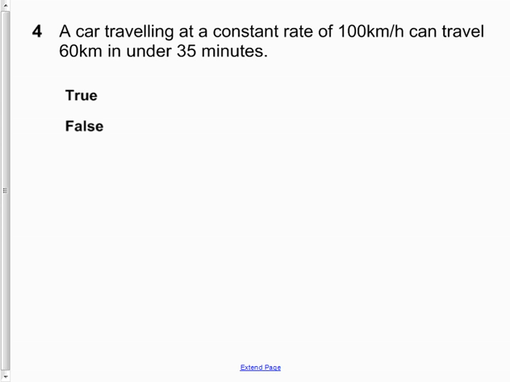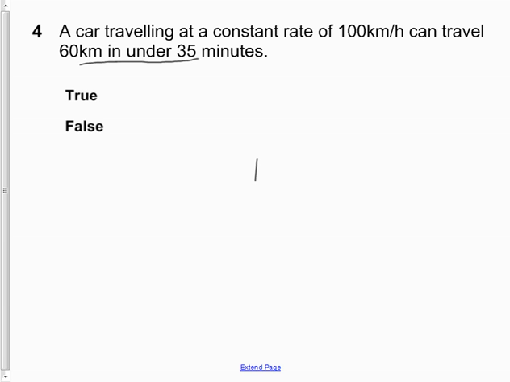Question 4 says a car traveling at a constant rate of 100 kilometers per hour can travel 60 kilometers in under 35 minutes. The easy way to do this would be, well, one of two ways. You could have made a unit rate and figured out 60 kilometers, what would be the unit rate of this particular in kilometers per hour. But the other way I'm going to use is proportional reasoning.